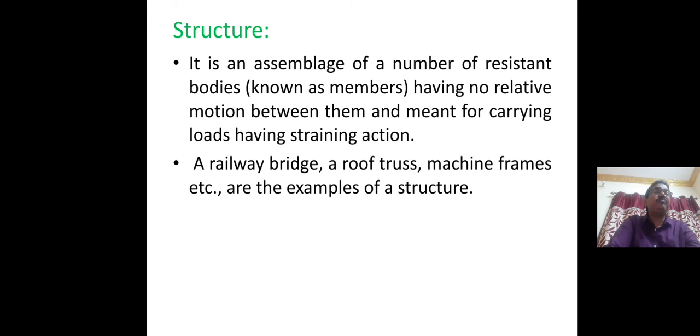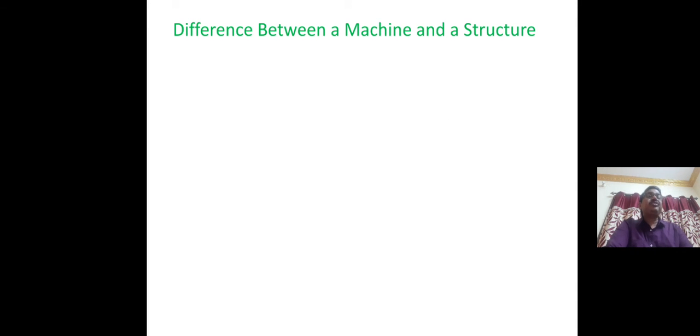Examples of this are a frame, engine frame or body of the machine parts, railway bridge, roof truss. These are some of the examples for a structure. Now, difference between machine and structure. As I already mentioned, a machine has a number of elements, and a structure also has a number of elements or links, but if there is relative motion between the elements, then it is called a machine. If there is no relative motion between the elements, then it is called a structure.